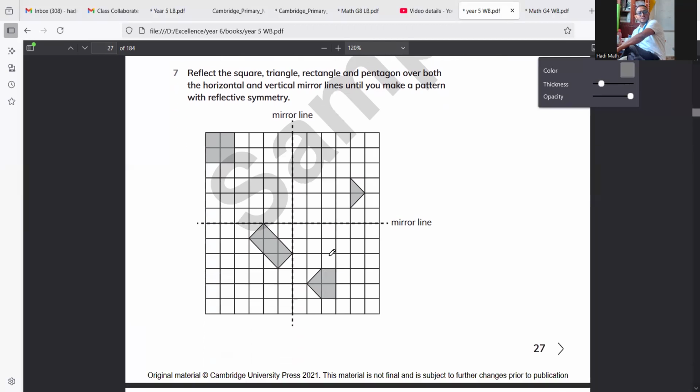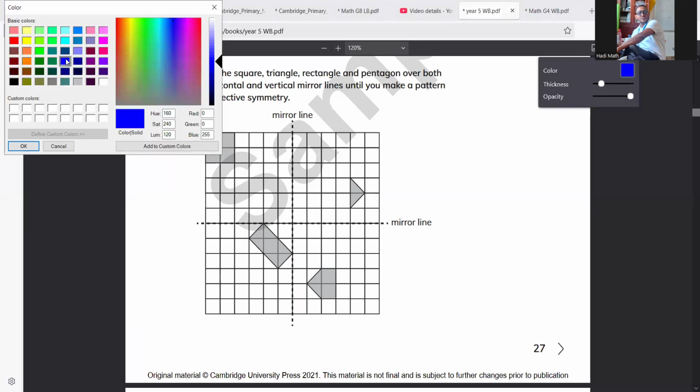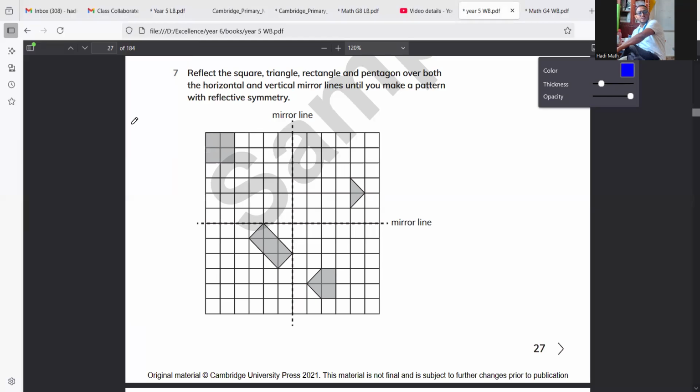They say reflect the square, triangle, rectangle, and pentagon over both the horizontal and the vertical mirror lines until you make a pattern with reflective symmetry. So to do so, let's take any one of them and do it with a different color. I'm going to start with the easiest one, which is the first one mentioned, the square. This is the square over here.